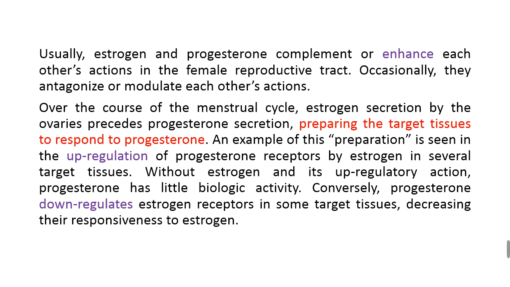An example of this preparation is seen in the upregulation of progesterone receptors by estrogen in several target tissues. Without estrogen and its upregulating action, progesterone has little biological activity. Conversely, progesterone will downregulate estrogen receptors in some target tissues, decreasing their responsiveness to estrogen.